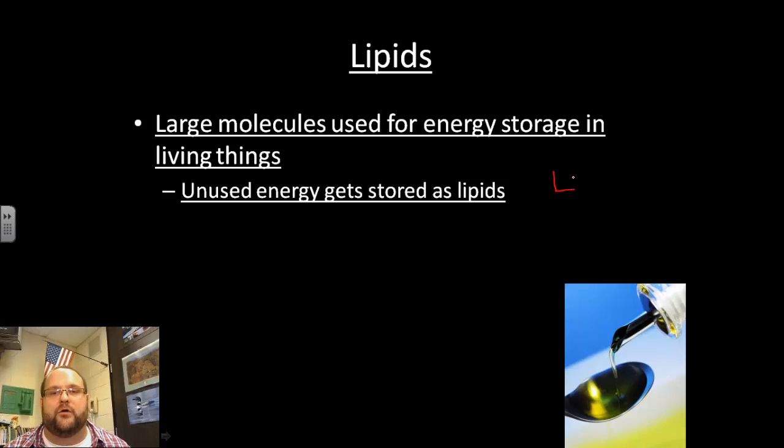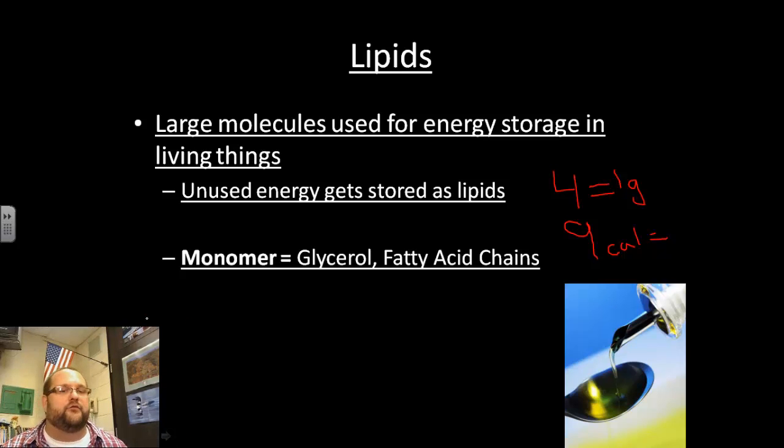For instance, a carbohydrate has 4 calories per gram. Right? 4 calories per 1 gram. Lipids are so good at storing energy that they get 9 calories per gram, which means that they can store over twice the amount of energy that a carbohydrate can. And that's good for us living things who want to use energy for later. We can store it in a nifty little high energy storage packet.